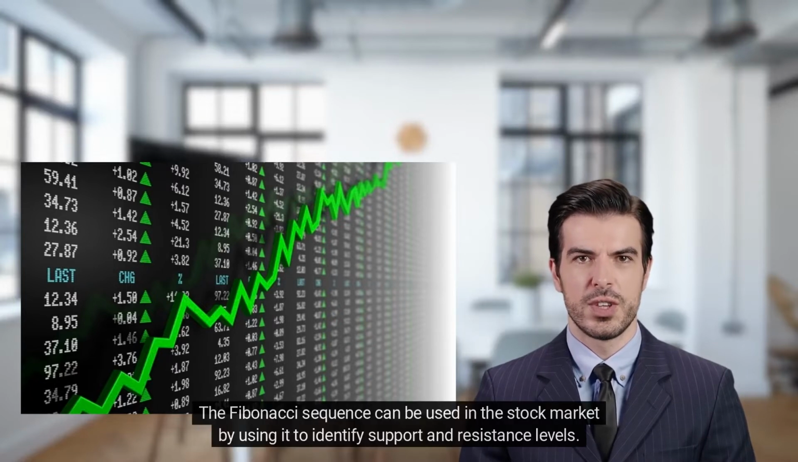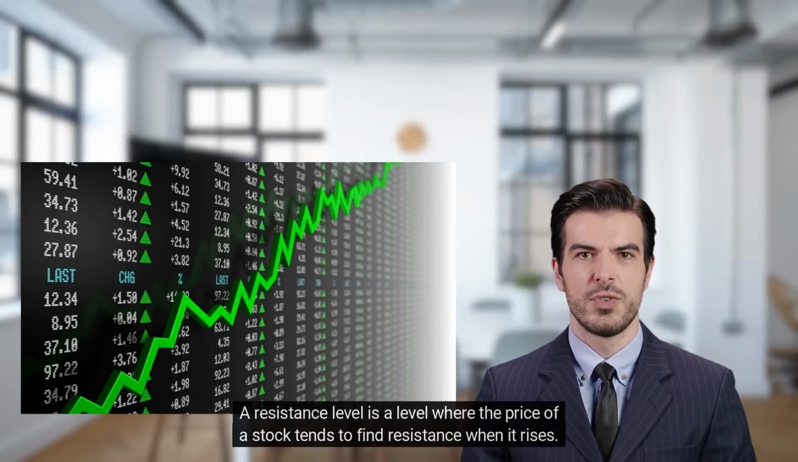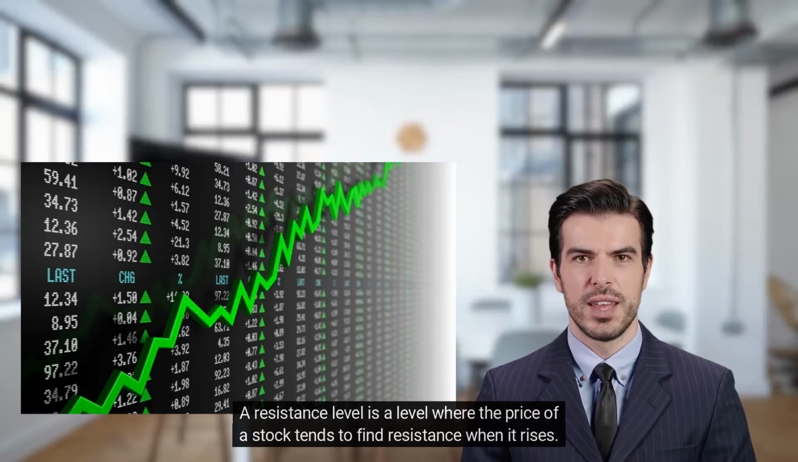The Fibonacci sequence can be used in the stock market by using it to identify support and resistance levels. A support level is a level where the price of a stock tends to find support when it falls. A resistance level is a level where the price of a stock tends to find resistance when it rises.